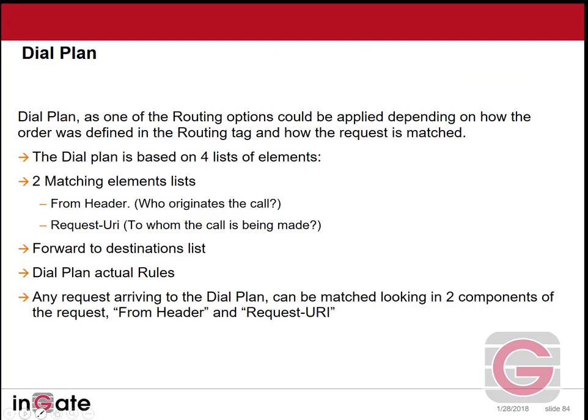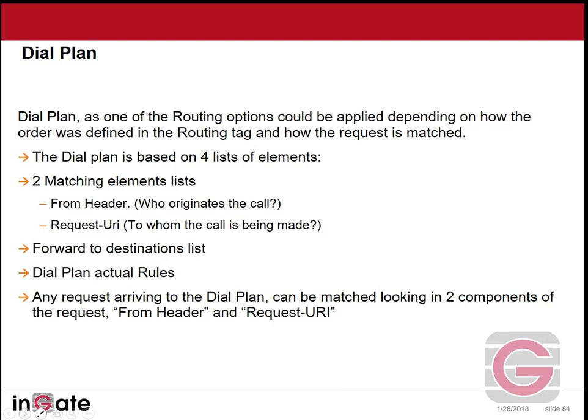Okay, dial plan is one of the routing options that could be applied depending on how the order was defined in the routing. Remember that on the routing tag, we mentioned that there is an order for any SIP request that is going to be processed. So if the dial plan is the one that is being reached, then the dial plan will apply, and we have to understand how the dial plan works. The dial plan has four different areas or elements or sections.